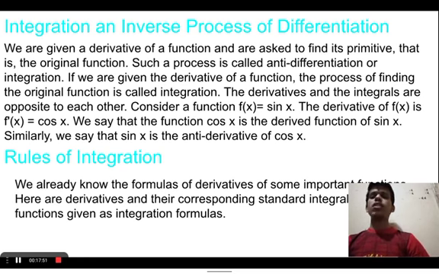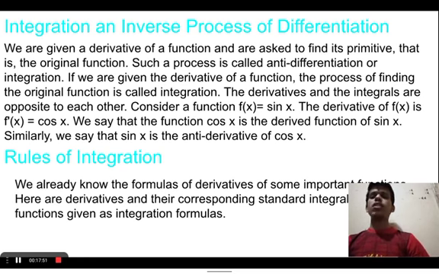Consider a function f(x) equal to sin x. The derivative of f(x) is f dash of x, that is cos x. We say that the function cos x is the derived function of sin x. Similarly, we say that sin x is the antiderivative of cos x. Okay. Now, what are the rules of integration?